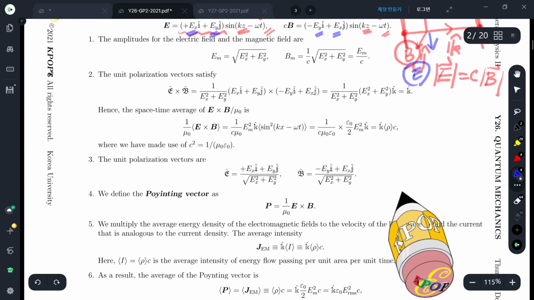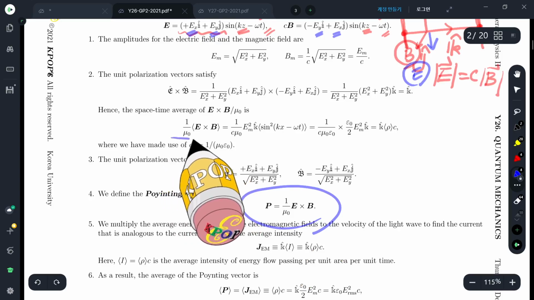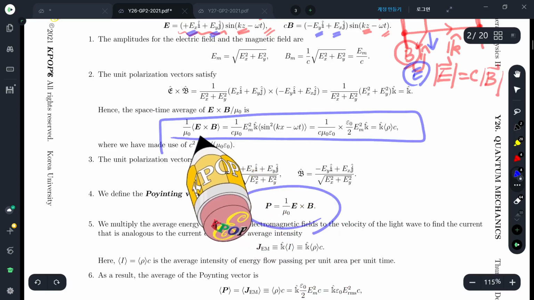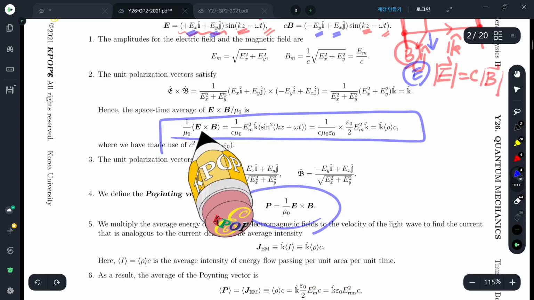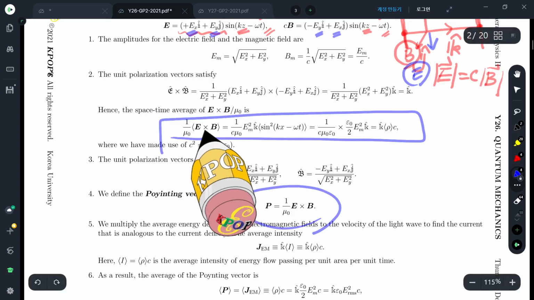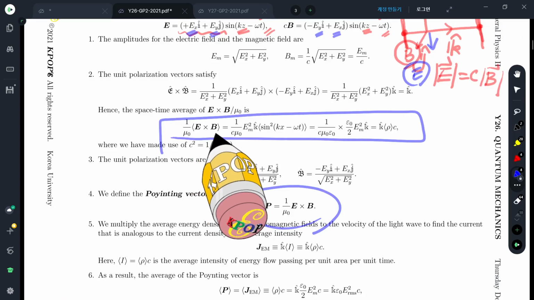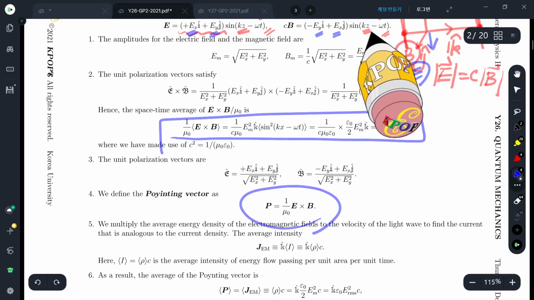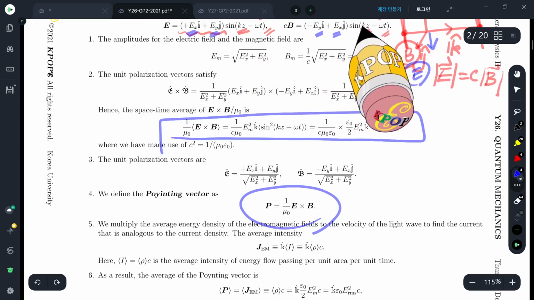And we remember the Poynting vector represents the energy flow of the electromagnetic field. This is the Poynting vector, and this is the average of the Poynting vector, averaged over space and time. This cross product gives sine squared, because the electric and magnetic fields are always in phase, as we learned when we studied Maxwell's theory.